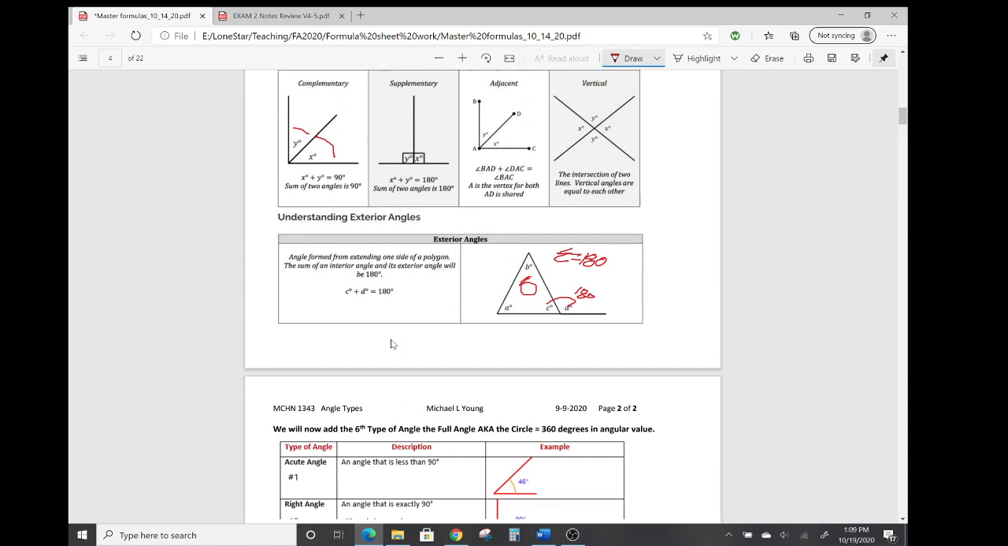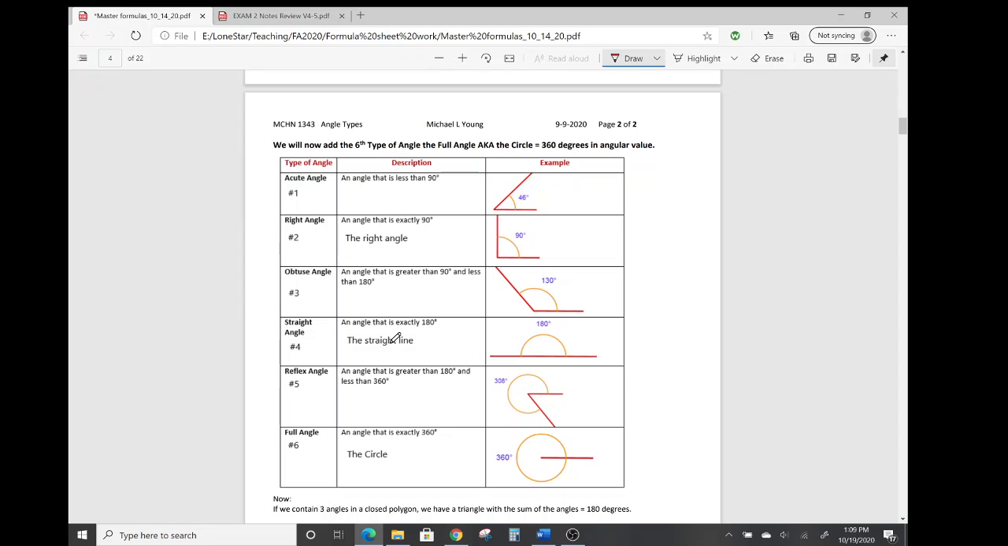Okay, let's come up. So we all got that, right? This is just, you read this, it's in your master formula sheet. We'll now add the sixth type of angle, the full angle, the circle, which has an angular value of 360 degrees, and we've already talked about that. So it's really not an angle, it's a circle, but theoretically it's an angle that has a value of 360 degrees, and we will talk about circles in a moment.